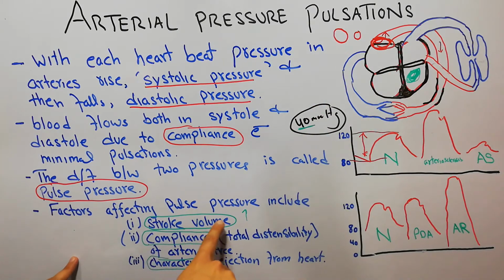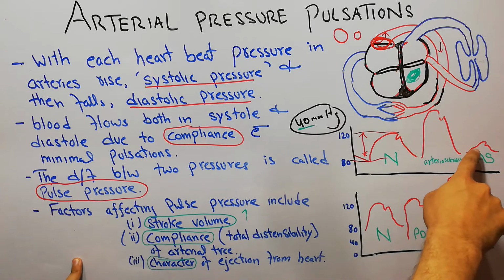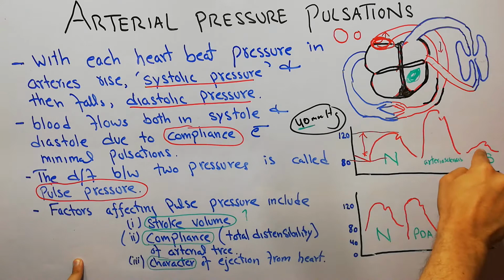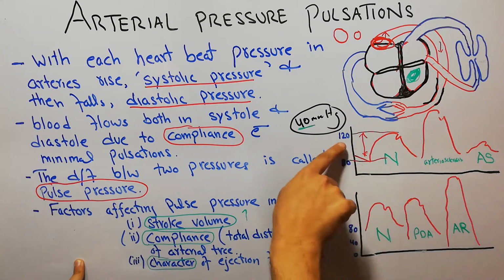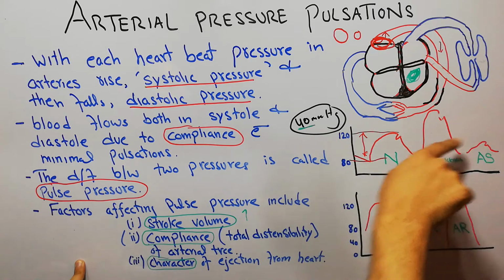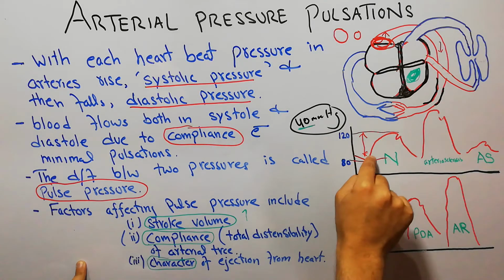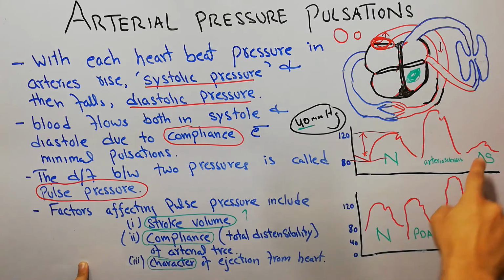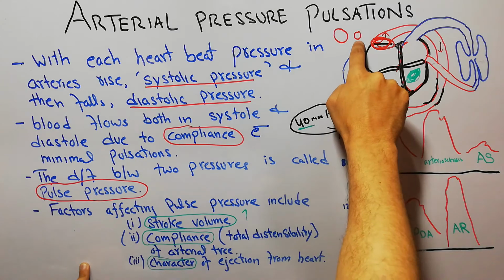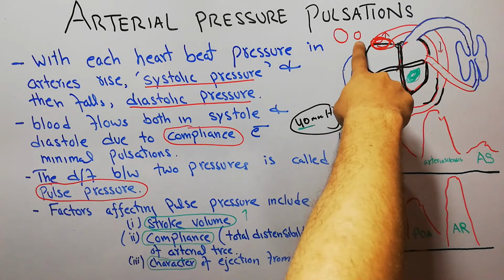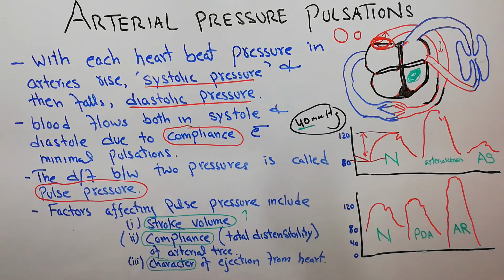So the stroke volume decreases, due to which the pulse pressure has decreased. Here you see the pulse pressure is decreased. Normally it should come to around 120 mm of mercury. But in aortic stenosis, due to the decreased diameter of the valve, the stroke volume, or the amount of blood that is going out, has decreased, so the pulse pressure has decreased.